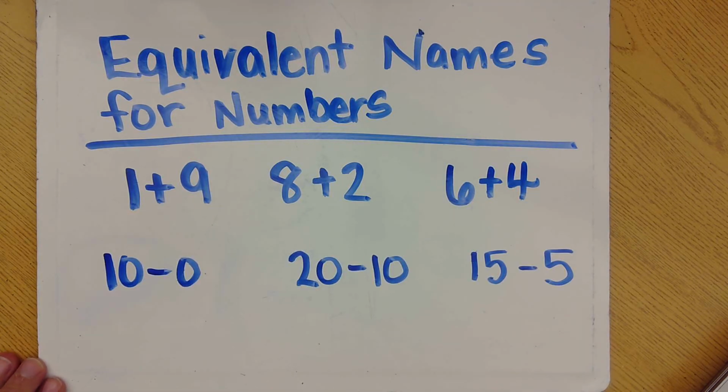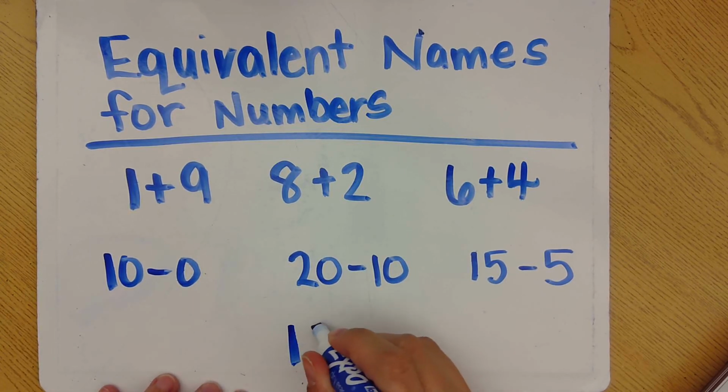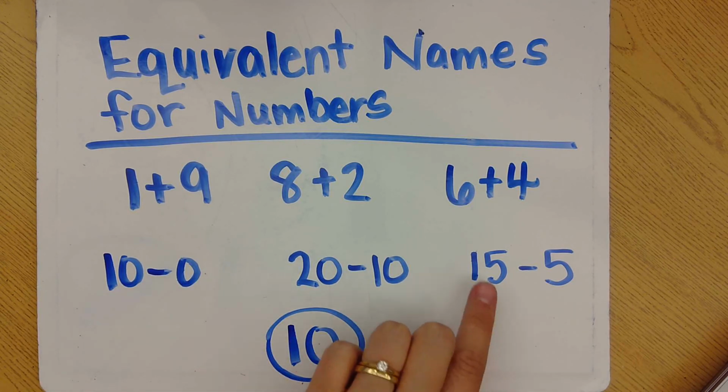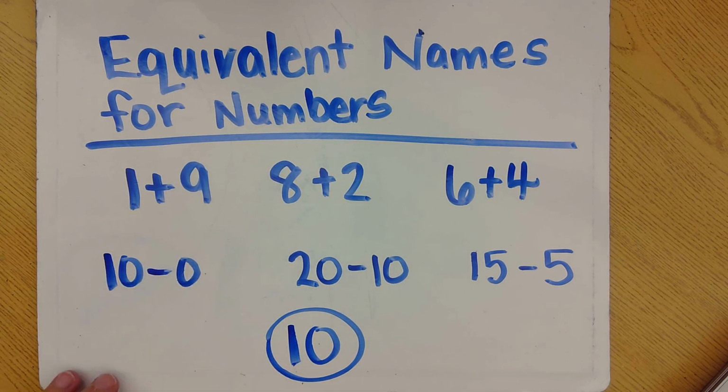We can also use subtraction problems as equivalent names for the number 10. These are the ones that I came up with. 10 minus 0 equals 10. 20 minus 10 is 10. 15 minus 5 is also 10. So even though I did not just write the number 10 by itself, I came up with other names for 10. So we call these equivalent names for 10.